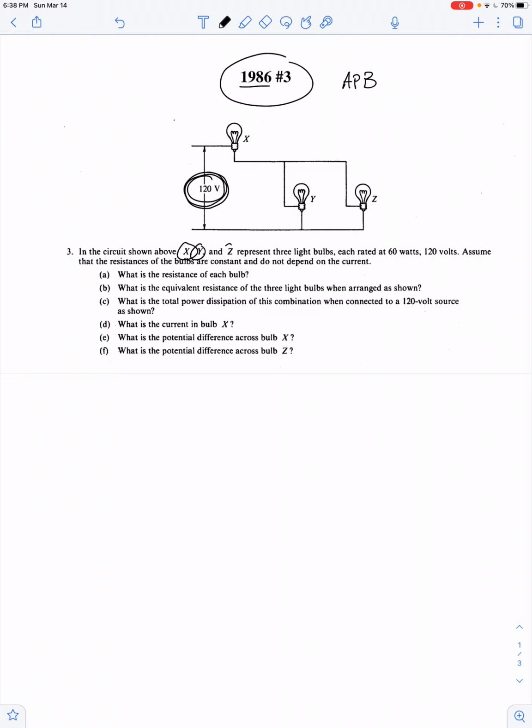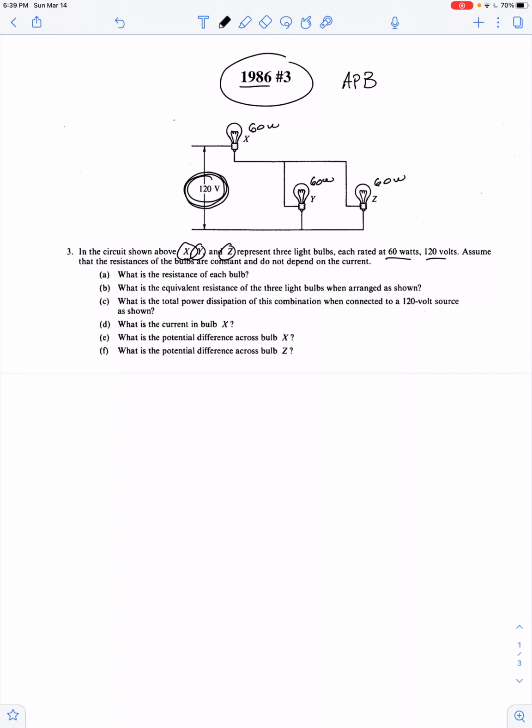Bulbs X, Y, and Z represent 3 light bulbs rated at 60 watts when they receive a potential difference of 120 volts. These are all identical light bulbs, right? Every one of them is rated 60 watts. Now that doesn't mean that they always provide 60 watts. That's their rating, right? Meaning that's the power they would get if they received a potential difference of 120 volts. Well, I think you recognize that none of these bulbs are receiving 120 volts of potential difference.